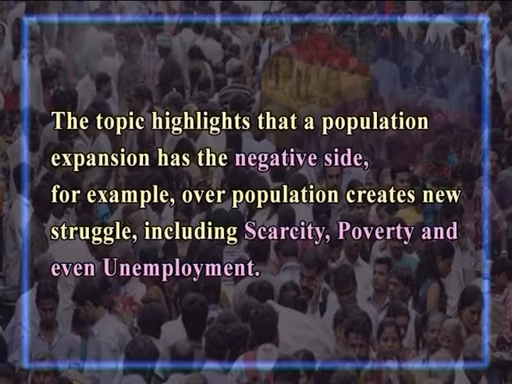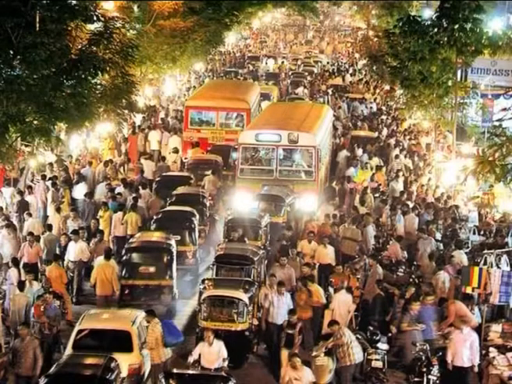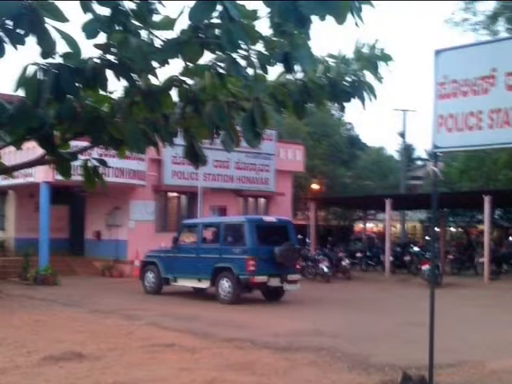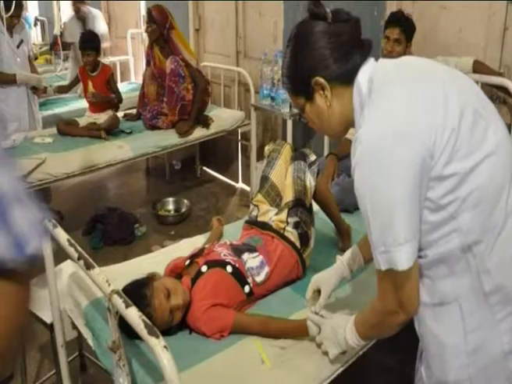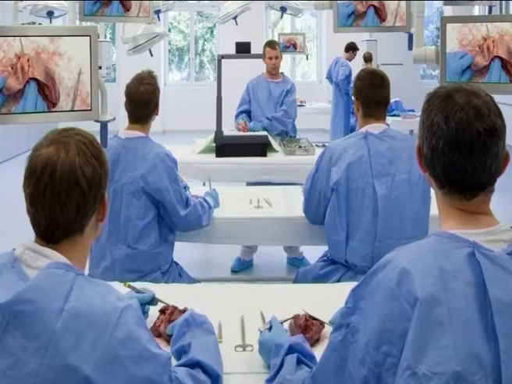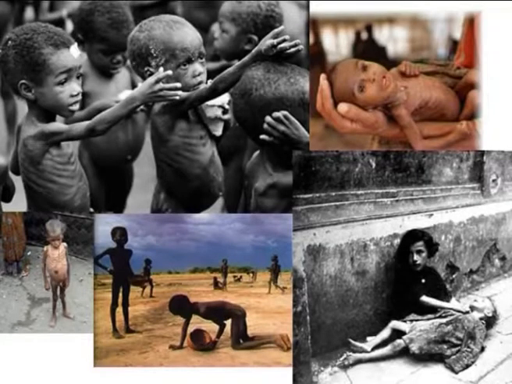The topic highlights that population expansion has a negative side. For example, overpopulation creates new struggles including scarcity, poverty, and even unemployment. Population growth slows the way to socio-economic progress and leads to political unrest and instability. Economists have concluded that expansion of police stations, courts, and medical facilities are not an authentic indication of development, but lead to additional responsibilities. In the long run, the resulting scarcity of goods and services available to an increasing population leads to starvation.